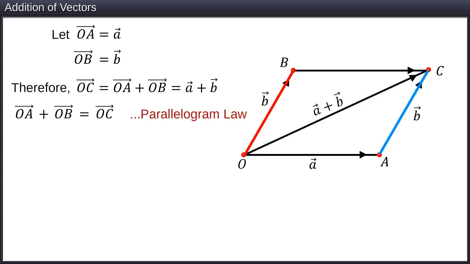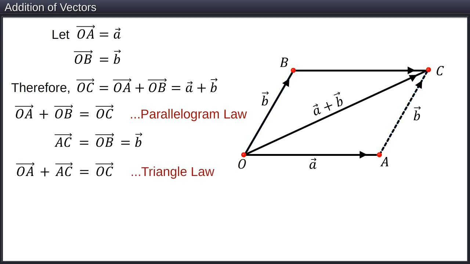The opposite sides of a parallelogram are equal and parallel. Thus, vector AC is equal to vector OB. Using the triangle law of vector addition from triangle OAC, we get vector OA plus vector AC is equal to vector OC. Thus, we see that the triangle and parallelogram laws of vector addition are equivalent to each other.